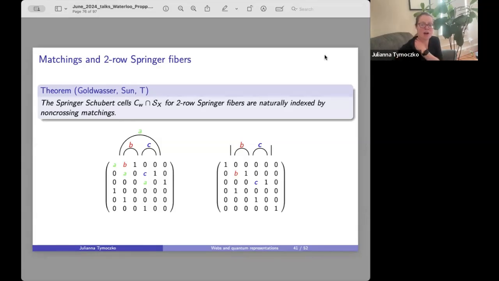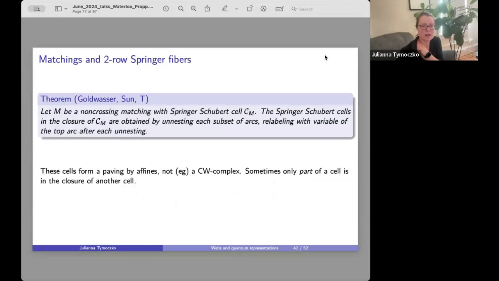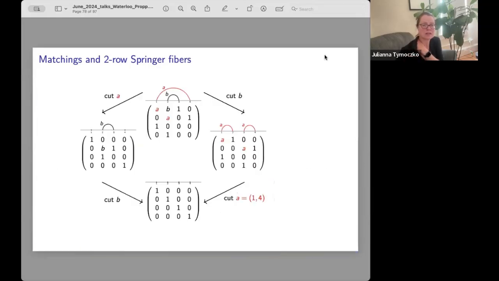So these matchings are SL2 webs. And the next theorem that we realized is that these SL2 webs, if you want to find closures of Springer fiber cells, you can just unnest the arcs, and the same reading rules that allow you to reconstruct the variety still let you reconstruct which part of the cell is being included.